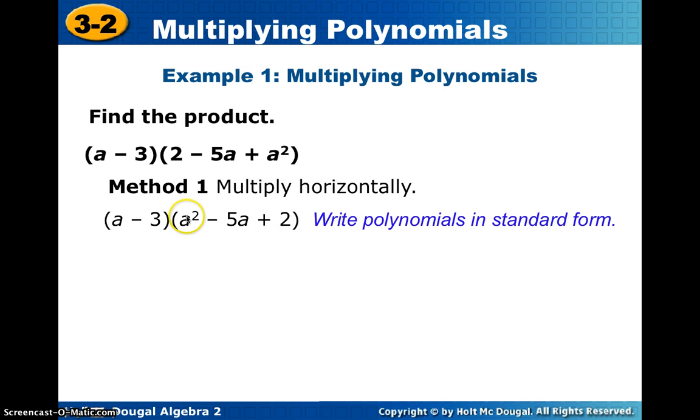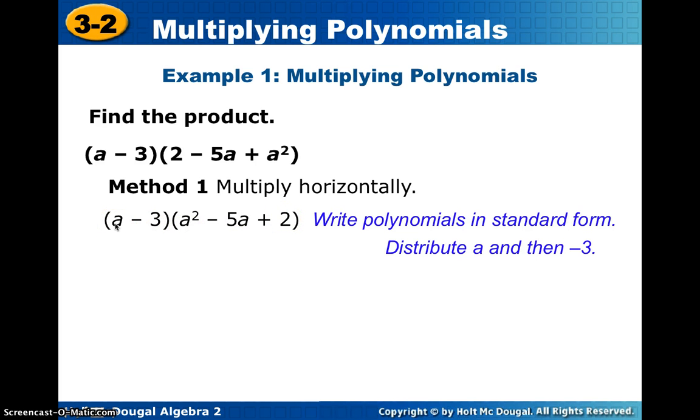Before we multiply, though, it's good to write the polynomial in standard form. So standard form takes this polynomial here and it puts them in order with the exponents from largest to smallest. So a squared needs to go first, then the 5a, and the 2 that was first is now last. So I've rearranged the terms into order. All right, so now in order to multiply, the first thing I'm going to do is distribute the a. I'm going to distribute the a to each part of the second polynomial. All right, and then we'll distribute the negative 3 to each part.